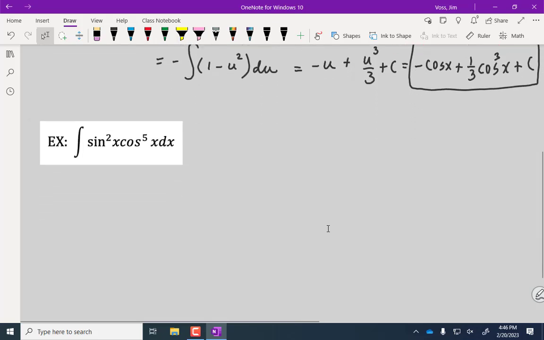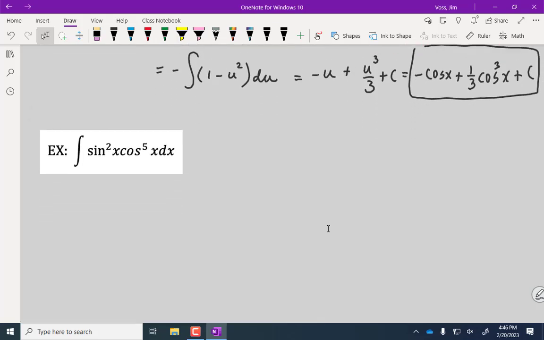Yes. Okay, so when we look at this power on cosine, we see an odd power. Sine we can't do anything with, so let's leave that. But if we have an odd power on cosine, we're going to pull off one of them, and we're going to convert the leftovers. So we're going to put the cosine with the differential over there.